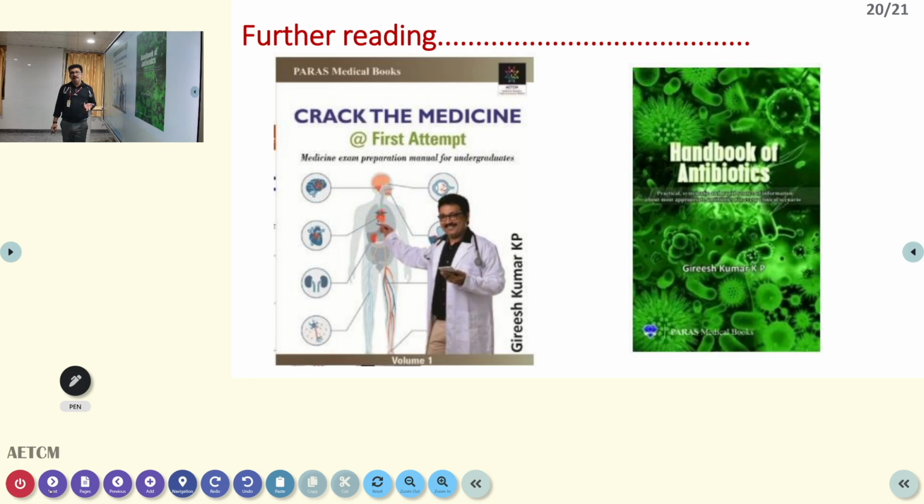You can treat this infection with normal antibiotics like ceftriaxone or cefotaxime or even quinolones. There is quinolone resistance reported in our country. A lot of patients are resistant to quinolone. So ceftriaxone will be a safe choice in typhoid.